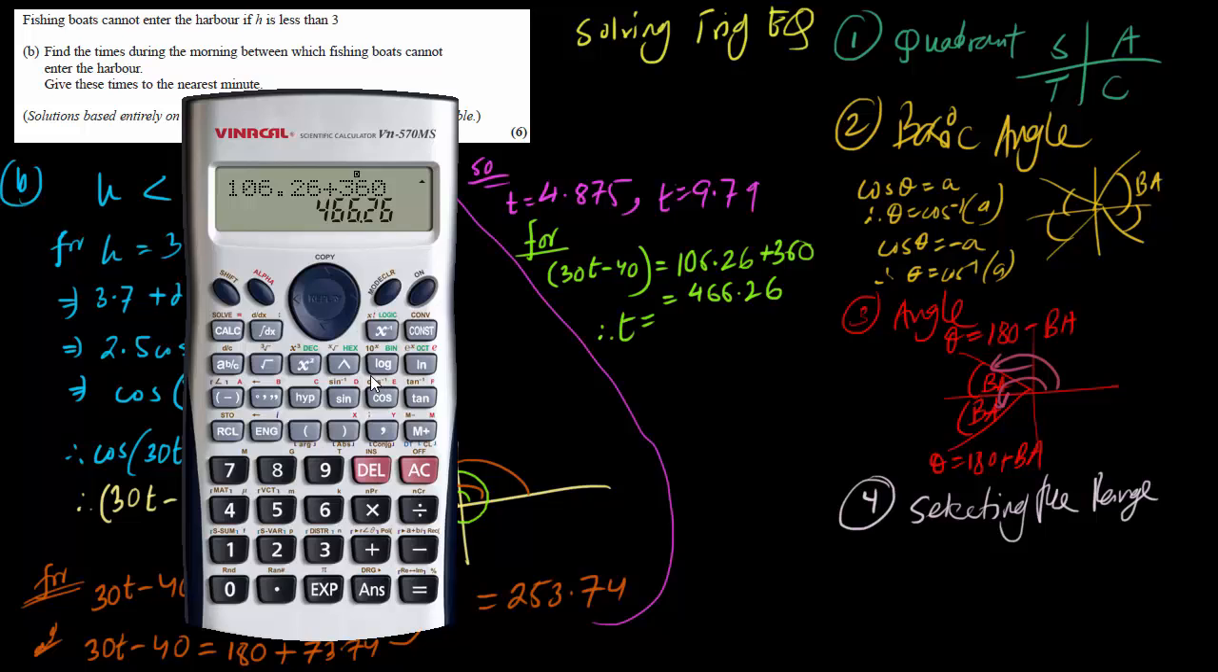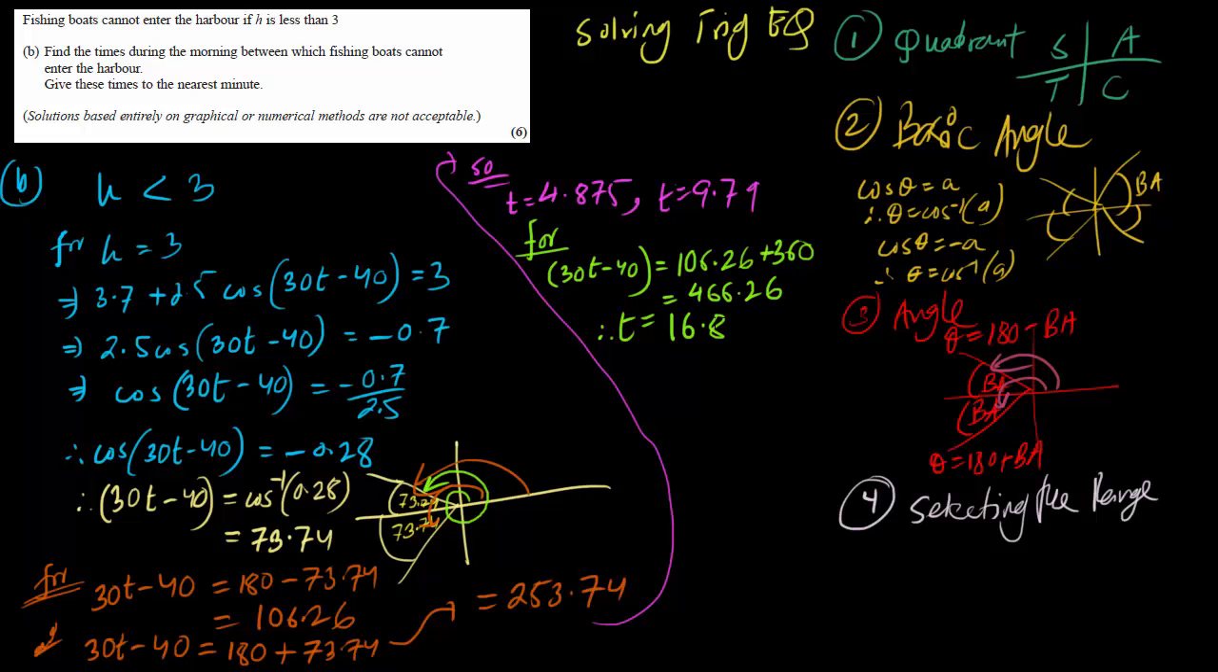Now from here, let's find the value of t directly. So what we can do is we can send the 40 to the other side. So this would be plus 40. Then we divide by 30. So this would be 16.88. Remember, this is still in the range. The range of t is from 0 to 24.